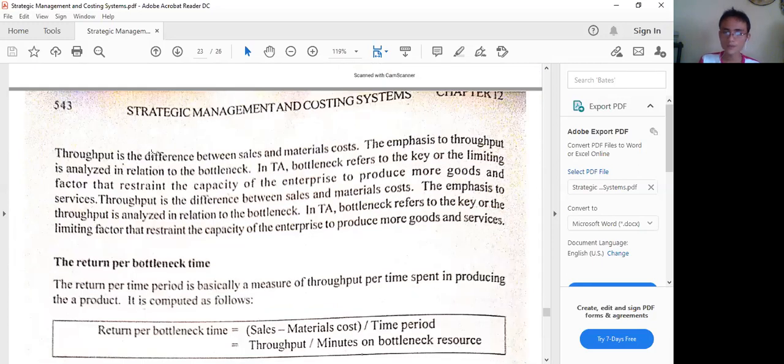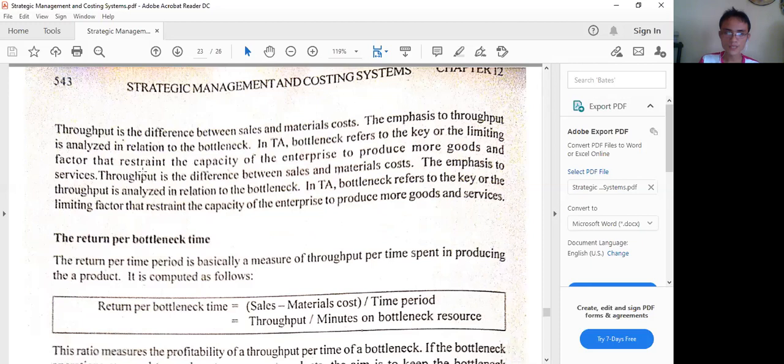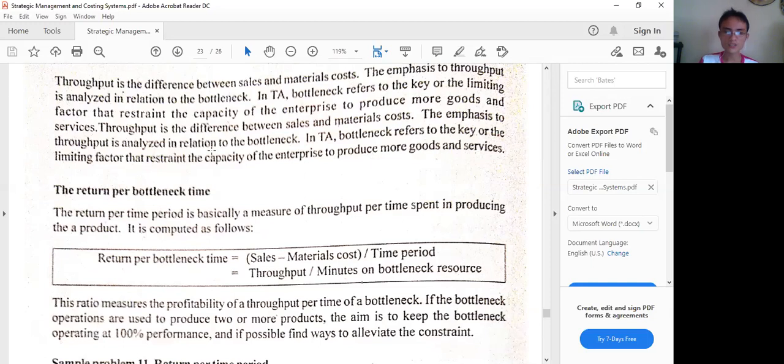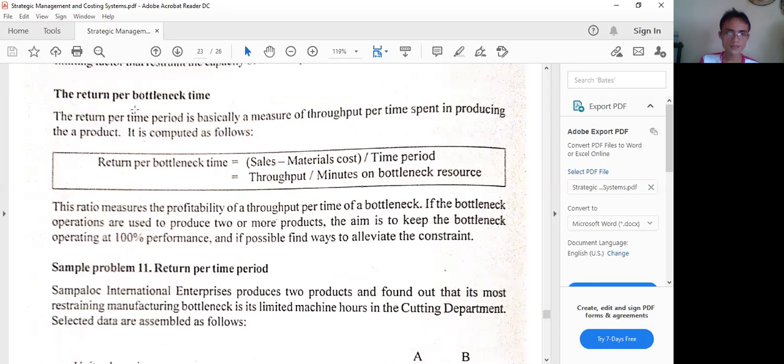okay, we're already informed about throughput, the difference. The emphasis of throughput is analyzed in relation to the bottleneck. So what is really causing the delay or backlog of the production? Okay, so the emphasis of throughput is analyzed in relation to the bottleneck. This one, the return per bottleneck, as said, is not only raw materials. By the way, for bottleneck, it can also be machine hours, could be any resource in the company that is being used in the operations.